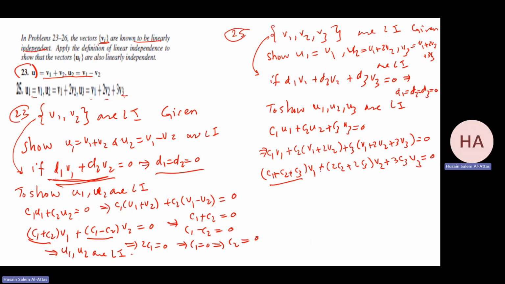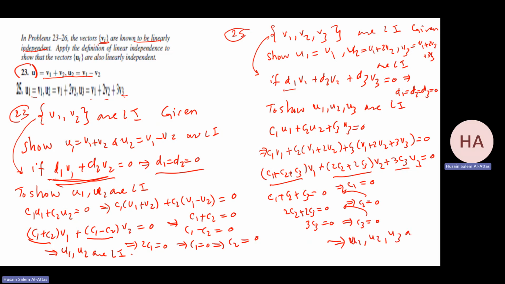Since I have this constant times V1, this constant times V2, and V1, V2, V3 are linearly independent, it means all these constants are 0. So I have C1 plus C2 plus C3 equals 0, 2C2 plus 2C3 equals 0, and 3C3 equals 0. This means C3 equals 0, plug it here, it means C2 equals 0, plug it here, it means C1 equals 0. So it means all the C's are 0. That means U1, U2, U3 are linearly independent.